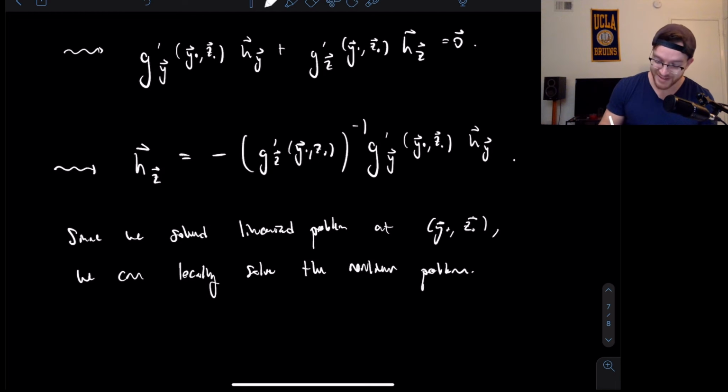Done. So again, this is not a proof. This is just like the basic idea or something to maybe convince you why this would be true and how we explicitly use the fact that the G prime Z matrix is invertible.